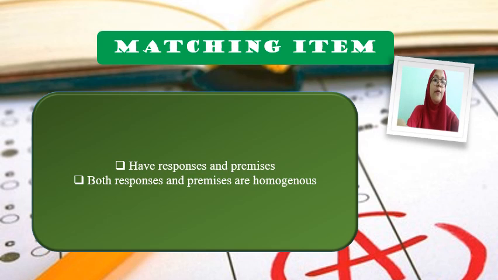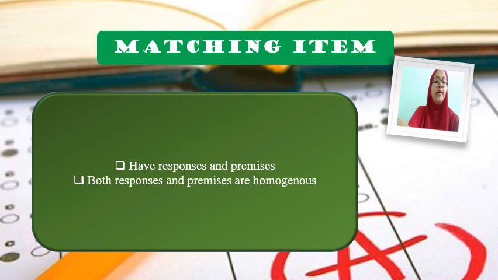Matching item. What is a matching item? A matching item is a test item type that consists of two columns. Typically, one column is on the left and one column is on the right. A matching item must have responses and premises. We will refer to the left side as the clue and the right side as the match. The objective is to pair the clue on the left side with its match on the right.